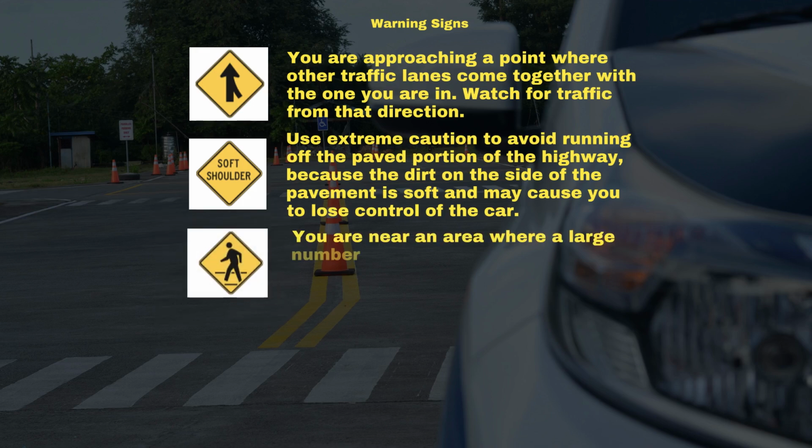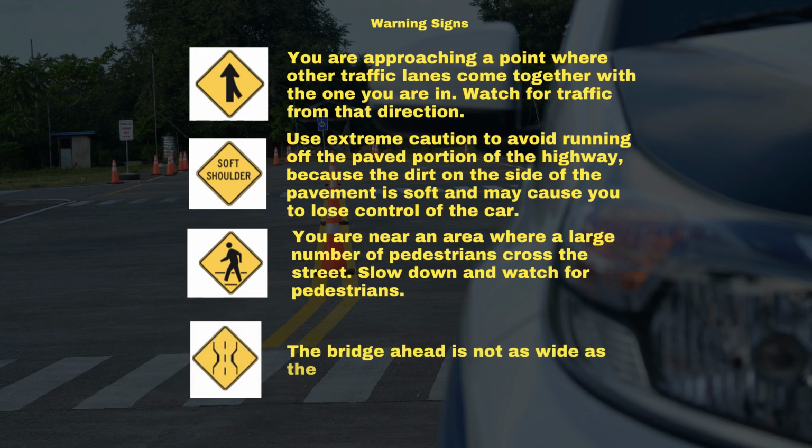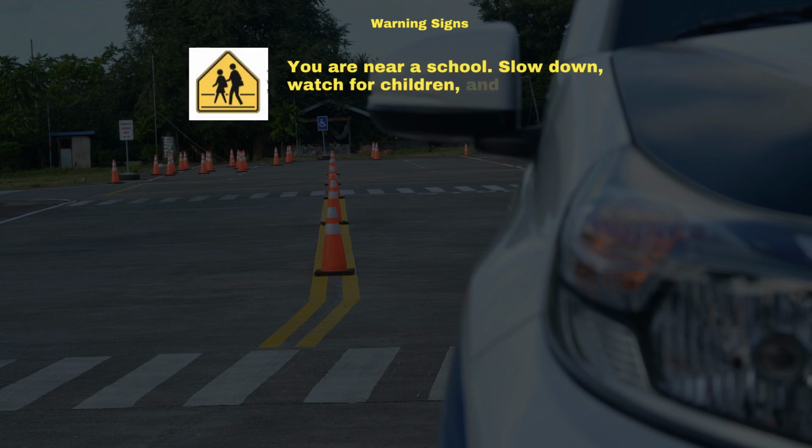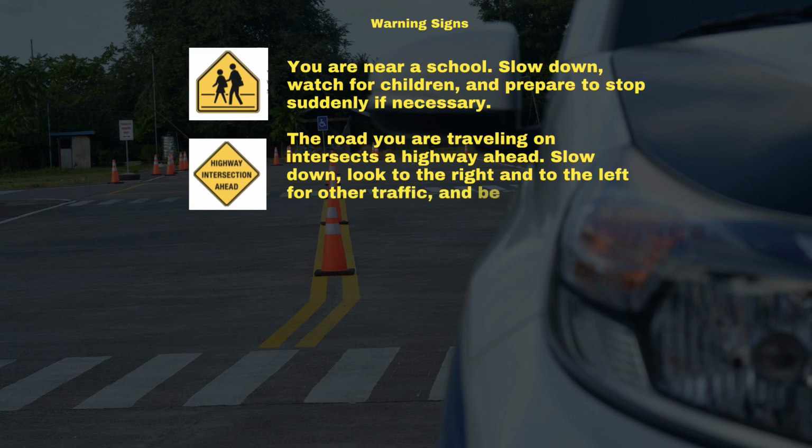You are near an area where a large number of pedestrians cross the street. Slow down and watch for pedestrians. The bridge ahead is not as wide as the road. Slow down and use caution. You are near a school. Slow down, watch for children, and prepare to stop suddenly if necessary. The road you are traveling on intersects a highway ahead. Slow down, look to the right and to the left for other traffic, and be prepared to stop.